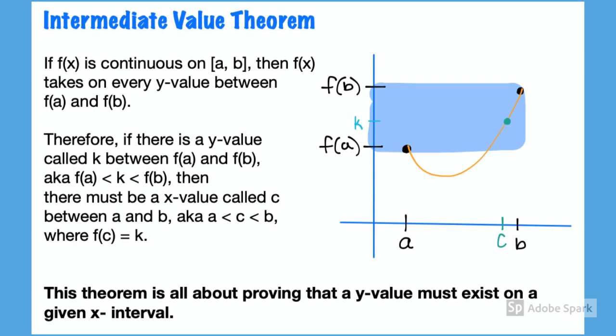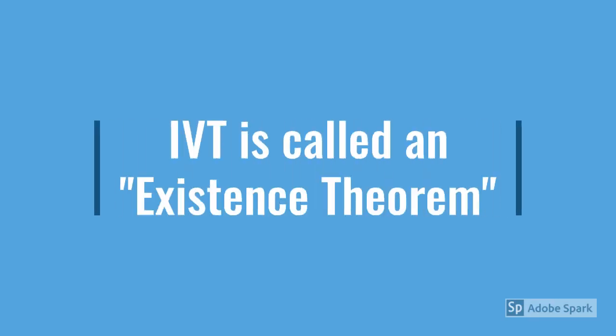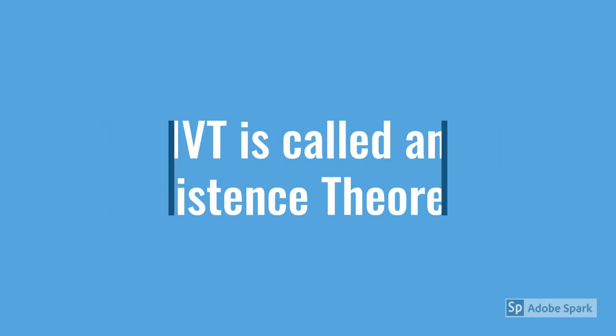So in other words, if you pick a y value and that y value is between the y values of the endpoints, you're guaranteed that there's an x value between a and b, where if you plugged it in, you get that y value that you started out picking. So this theorem is all about proving that a y value must exist on a given x interval. For this reason, IVT is called an existence theorem.